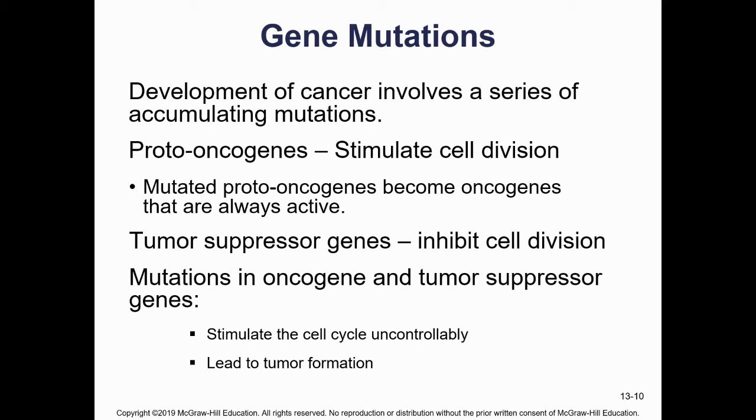So tumor suppressor genes inhibit cell division. If we have mutations in oncogenes or in tumor suppressor genes, they can stimulate the cell cycle uncontrollably. We get lots and lots of cells that are not differentiating and not doing their job, and that's called a tumor.